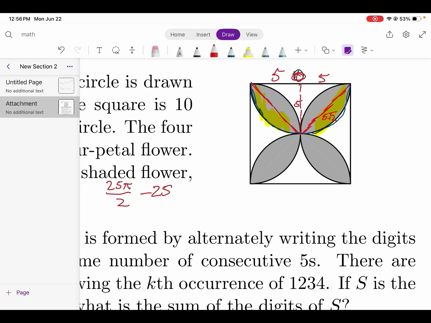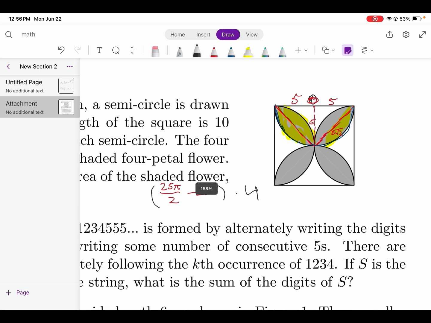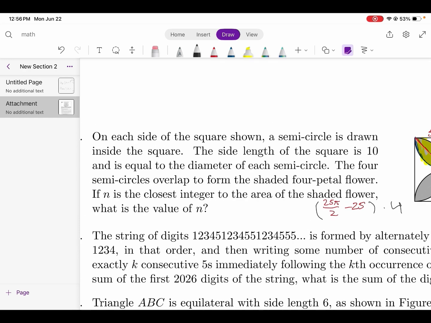And that's equal to essentially one of the 4 petals, because you can move this highlighted area over to here, and then that would create 1. So then if you want to calculate the area of all 4, then you just multiply this number by 4, and then you would get 50 pi minus 100, and the integer closest in value to that would be 57.